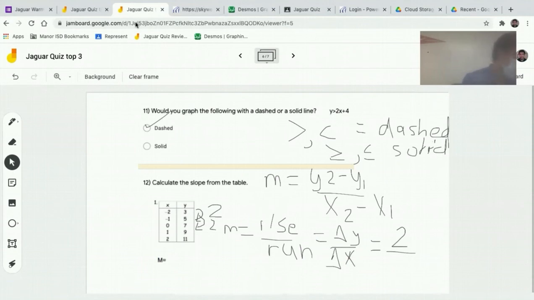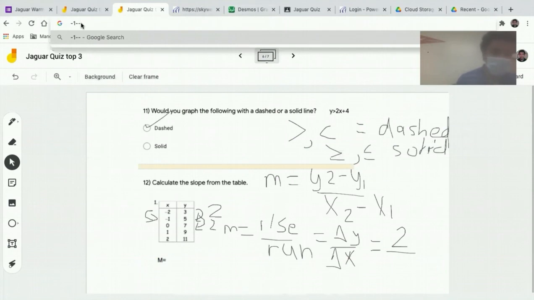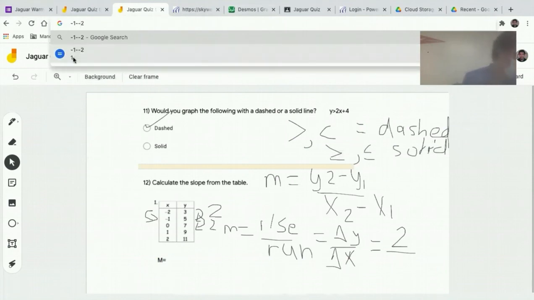Then the change in x, it goes from -2 to -1. So if you didn't know what that was, do -1 minus -2. That's 1. It goes up 1. From -1 to 0 goes up 1. From 0 to 1, it goes up 1. So every time the x is going up by 1, delta x is 1. So 2 over 1, or you can just write it as 2. M equals 2.